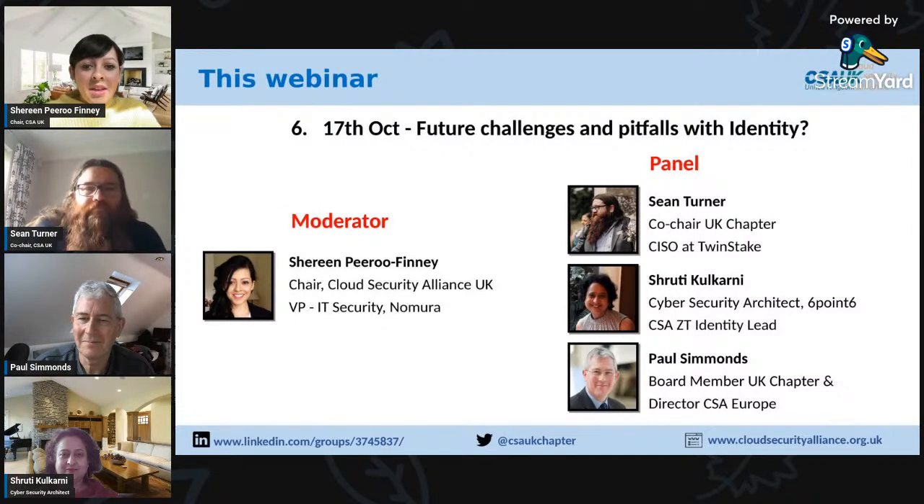So the people that we have on our panel today: we have Sean Turner, who's also co-chair of the CSA UK chapter. He's CISO at TwinStake. We have Shruti, cybersecurity architect at 6.6, and she is also the Cloud Security Alliance Zero Trust Identity Lead. And we have Paul Simmons, who is CEO of the Global Identity Foundation, and he's also a long-term serving board member of the CSA UK chapter, and he's also director of CSA Europe.